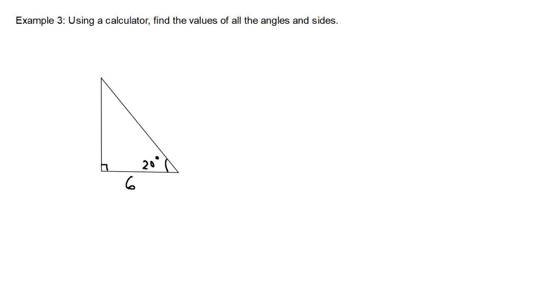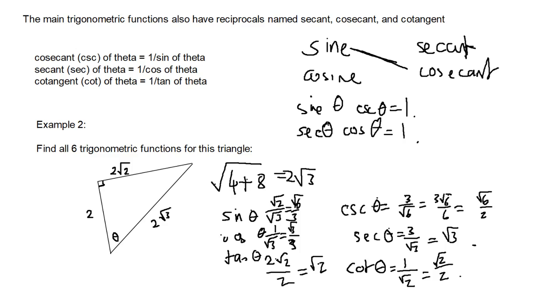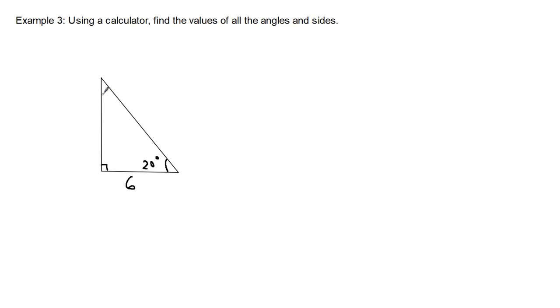Next question. Using a calculator. This time we have to use a calculator, right? We have to find the values of all our angles and sides. Well, that's 20. So that's 70. That's simple enough, right? So now we can use any angle we want. We just need to have this 6. So let's use sine, right? So a sine of 70, because remember theta represents an angle, sine of 70.